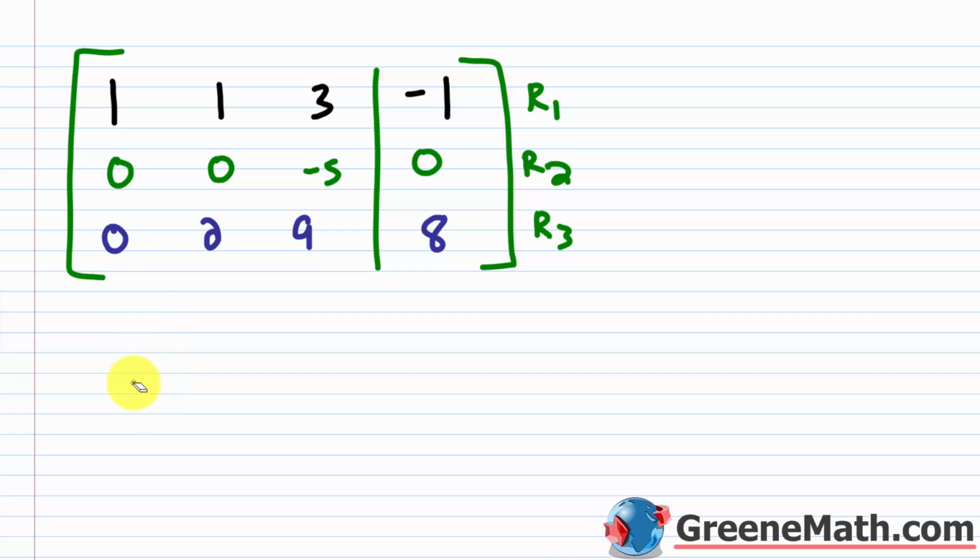Now, I've got 1 up here. I've got zeros below. So as I move to my next column, I want this to be a 1.